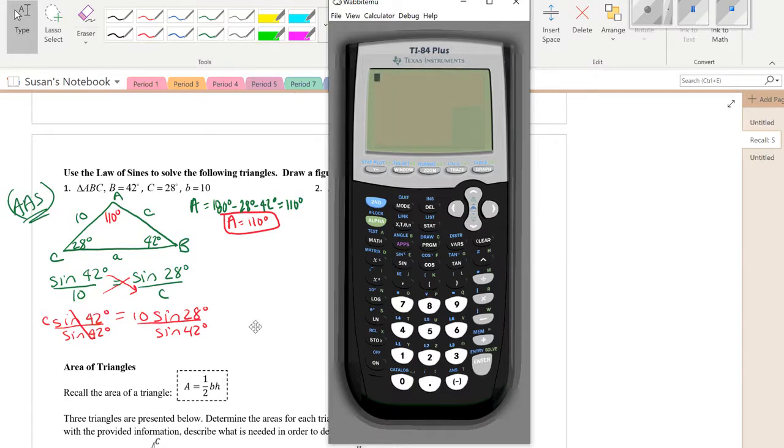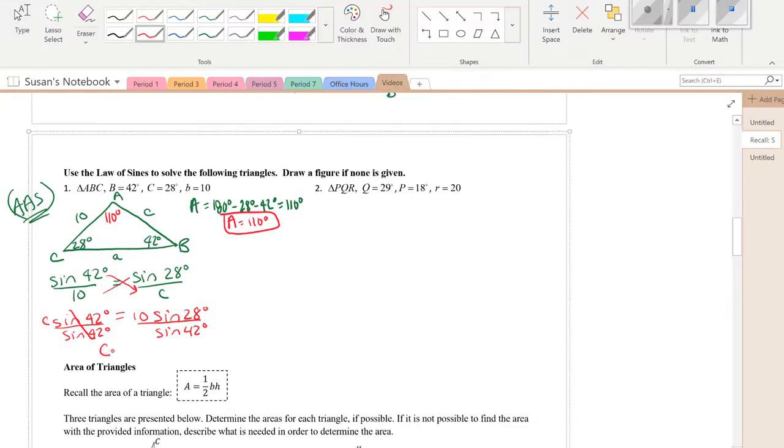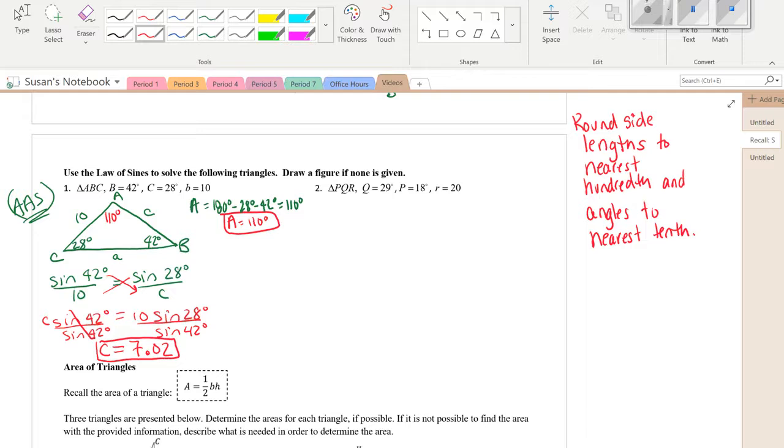Now I can go ahead and type in my equation. We have 10 times the sine of 28. Don't forget to close that parenthesis, and I'm going to close that one twice because this is all in the numerator, which is why I put it in its own set of parentheses, divided by the sine of 42 degrees, close parentheses, because otherwise you might get a different answer, and enter. So for this we get 7.02. We're going to round the side lengths to 2 places. So C is equal to 7.02. Round side lengths to the nearest hundredth, and angles to the nearest tenth. So C is equal to 7.02.